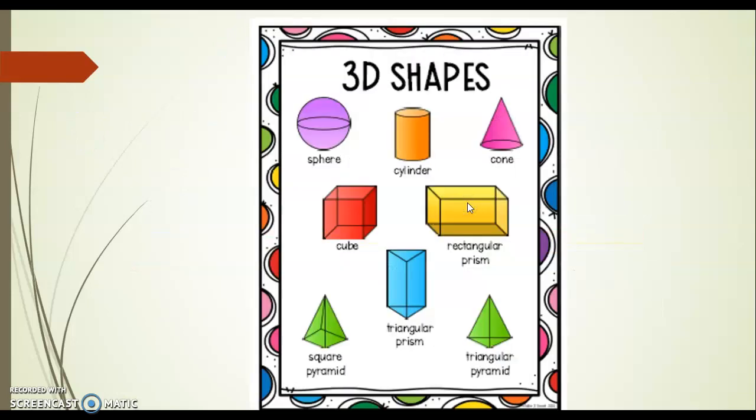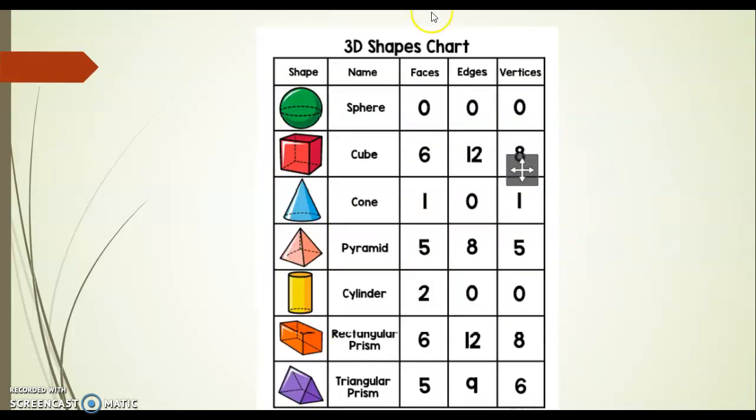So for a review, we have these 3D shapes here. We have our sphere, our cylinder, our cone, cube, rectangular prism, square pyramid, triangular prism, and triangular pyramid. Then here we have our common 3D shapes with the names, the number of faces, the number of edges, and the number of vertices.